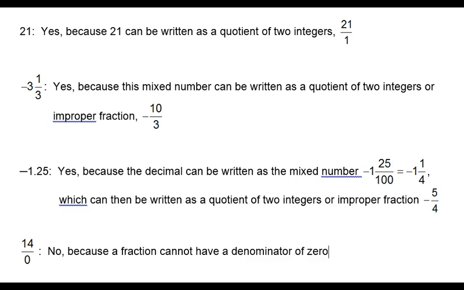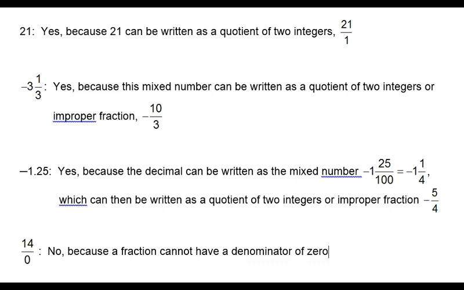Yes, 21 can be written as a quotient of two integers, or a rational number, 21/1. The next example, -3 and 1/3, is a rational number because this mixed number can be written as a quotient of two integers, or improper fraction, -10/3. And I got that by multiplying 3 times 3, which is 9, plus 1, which is 10.